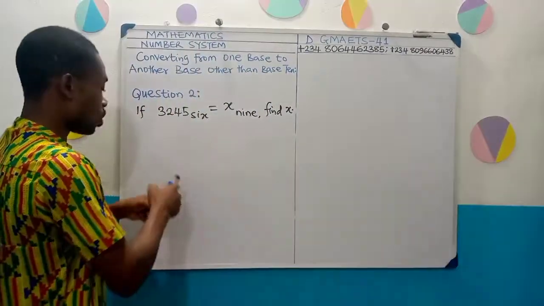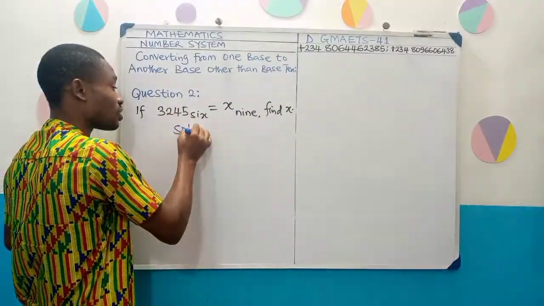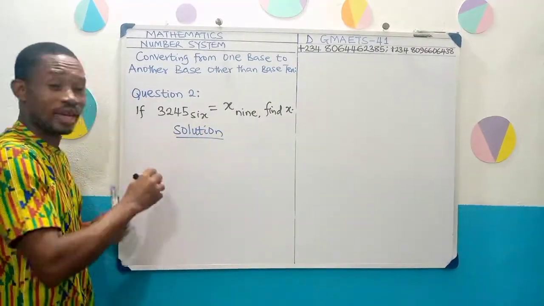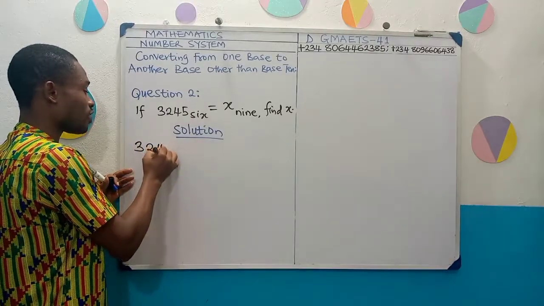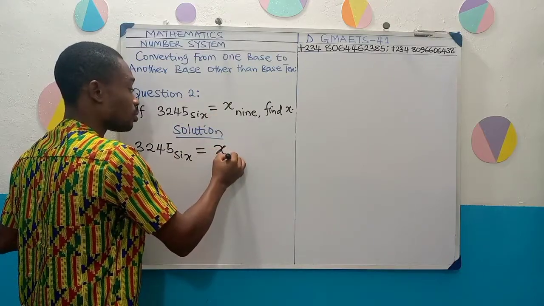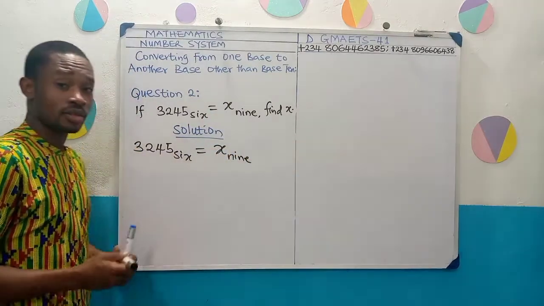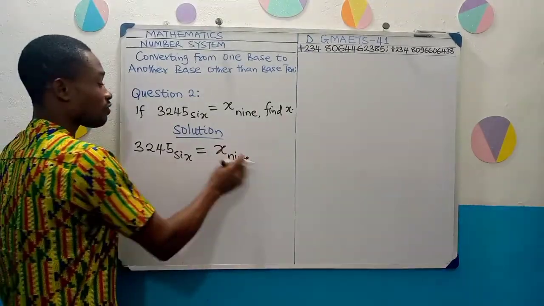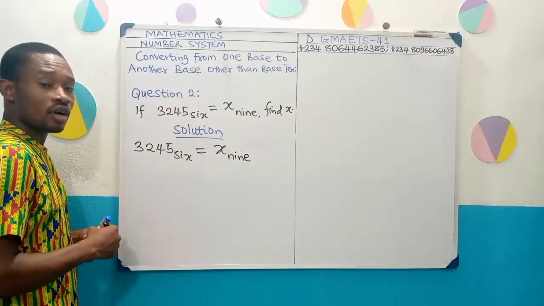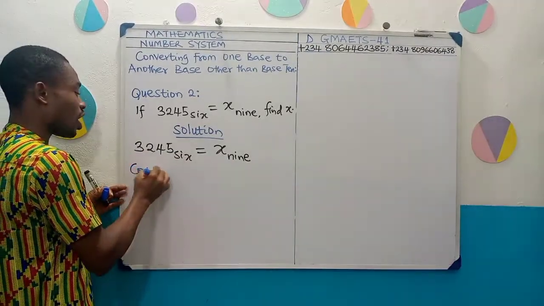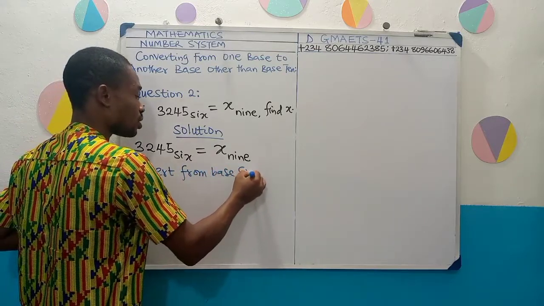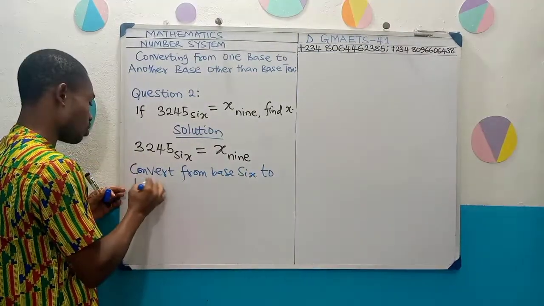Let us do this. Solution. I am going to be a bit fast here, because the process is quite simple and we've explained that. The question given to us is to convert 3245 base 6 to a number in base 9, but we don't know that number. So what do we do? First, we convert from base 6 to base 10.